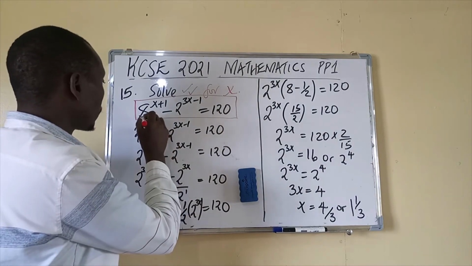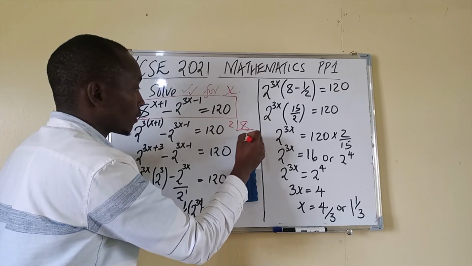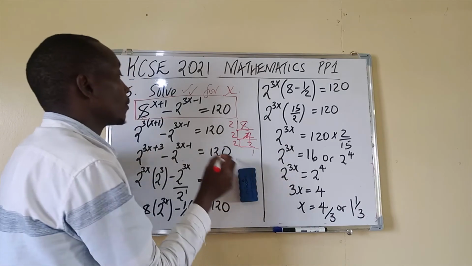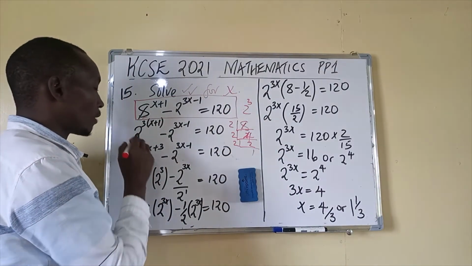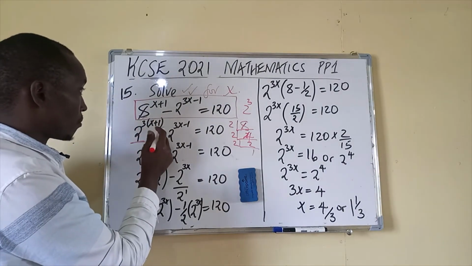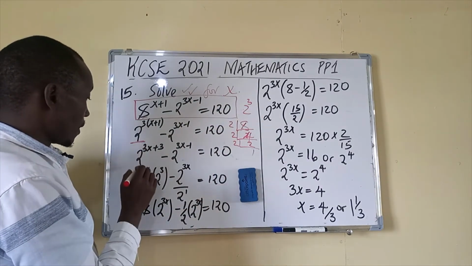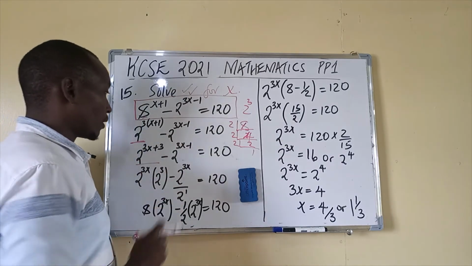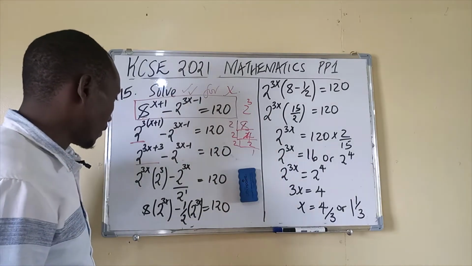So with that, you can express 8. Remember, 8 is basically divided by 2 is 4, by 2 is 2, and by 2 again is 1. So 8 is equivalent to 2 raised to power 3. That is basically what I've done here. Remember, the x plus 1 is there, so I only need to open the bracket. The rest of the working remains as it is. So I open the bracket here, then it will be 2 raised to power 3x plus 3, minus 2 raised to power 3x minus 1 equals 120. So I have not interfered with my right hand side.